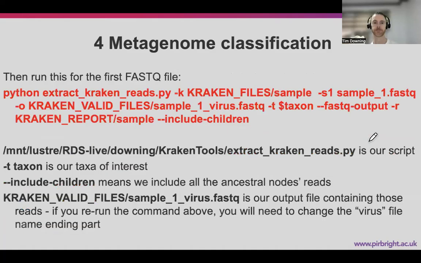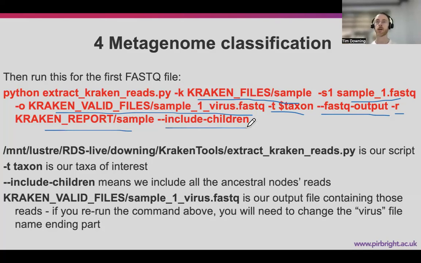That's important. And what we'll do is use the script extract Python Kraken reads, which is in that folder. So you need to copy it over. And it'll have input of the Kraken files. It'll also take as input the, this is just for the first FASTQ file. It'll have output. It'll send all those viral reads to this output location. So we're putting in Kraken valid files, sample1 virus.fastq. The -t parameter is the taxon. We're creating our FASTQ output, and the Kraken report is at this place as well.